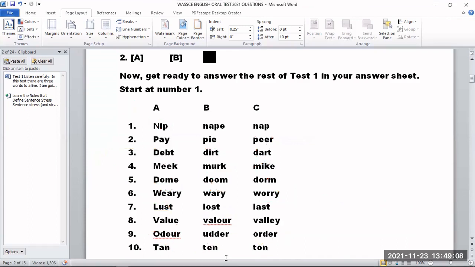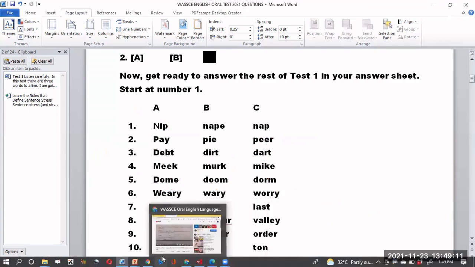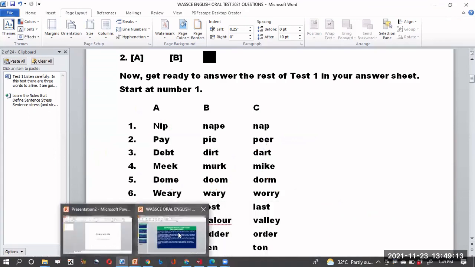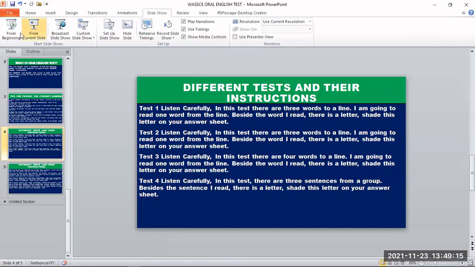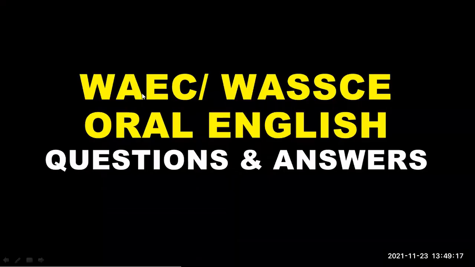Well, I hope you have been able to understand the requirements. We have been looking at WAEC, WASSCE Oral English questions and answers.